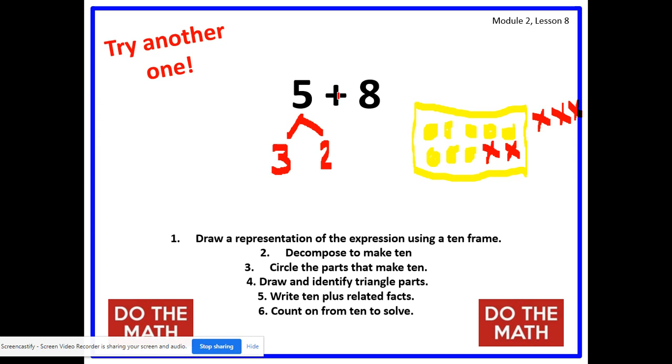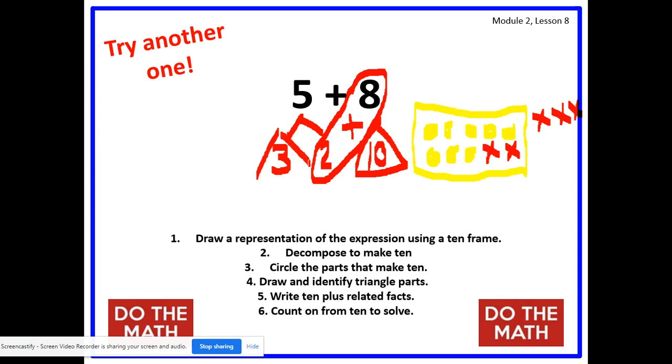Step 3, we circle the parts that make 10. Go ahead and circle. And go ahead and write the 10 up beside it. Step 4, draw and identify triangle parts. Well, we know 10 is one of our triangles, and our other leftover part is 3.